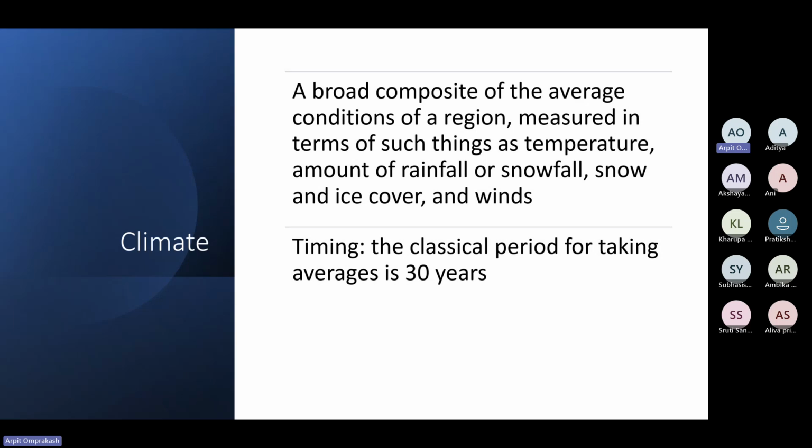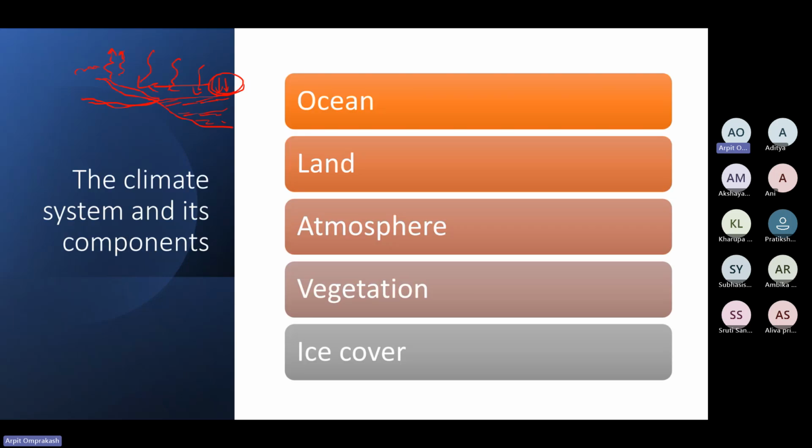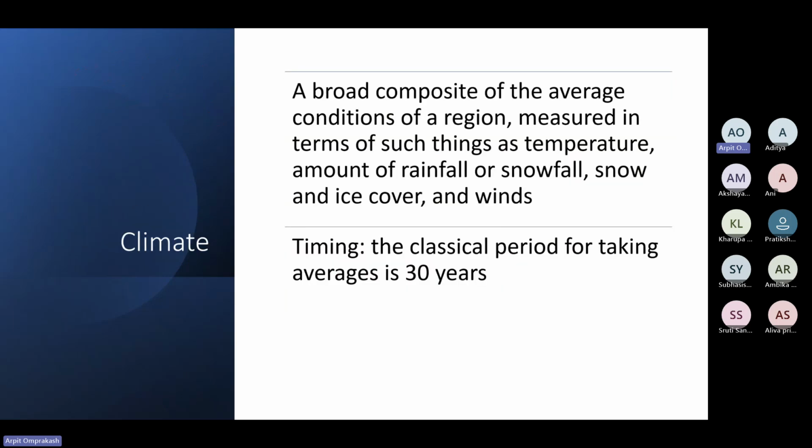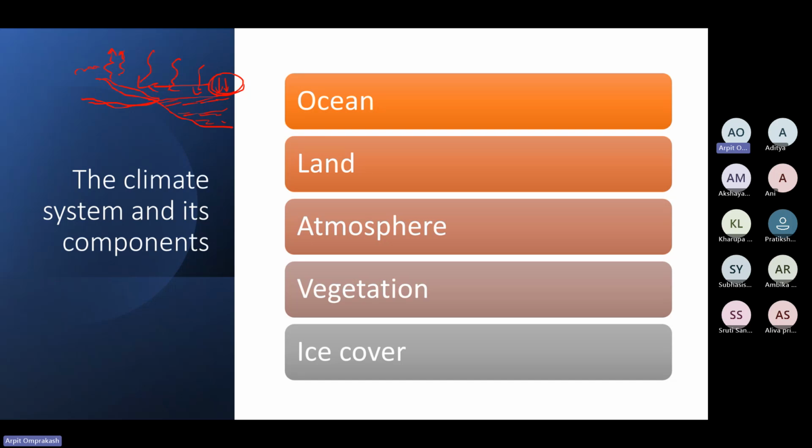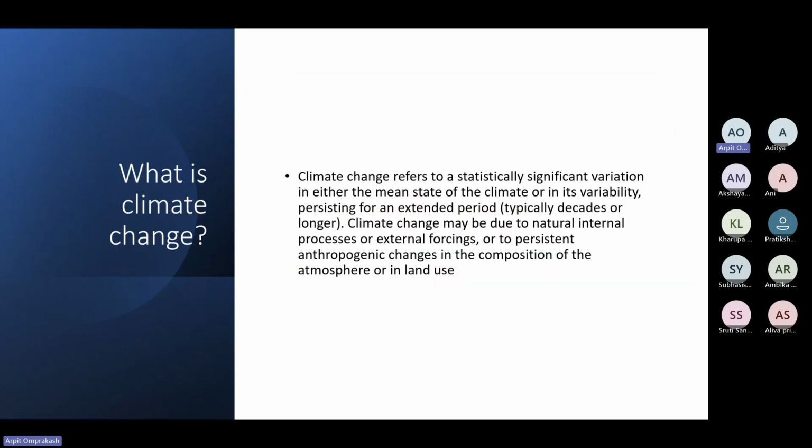So basically, things like this will also affect the temperature, wind, humidity, and all. And ice cover basically determines the amount. It also regulates the amount of vegetation that might be present in a given place, or how cold or hot it might be, and things like that. So these are the different components of the climate system, and they interact to give us the climate.